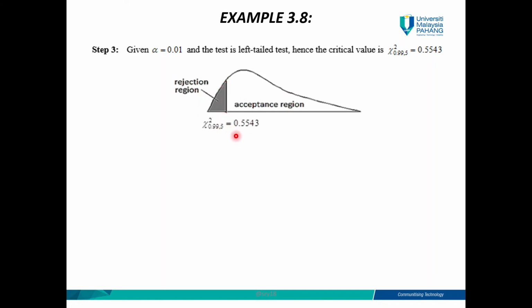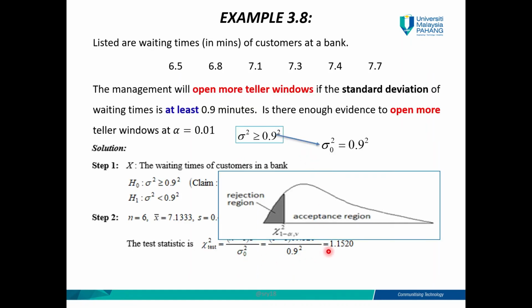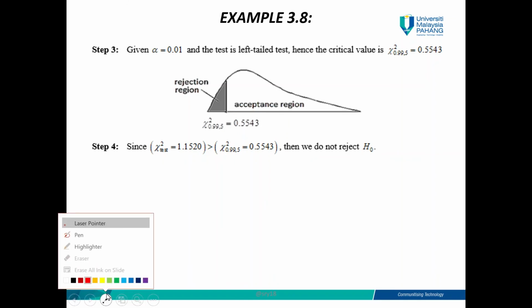So this is the critical value on the left hand side for this left tail test. Critical value 0.5543. Test statistic value is 1.1520. So how is it? 1.15 should be on the right hand side of the critical value, because it is bigger. So your chi-square test statistic falls in the acceptance region. The decision should be we don't reject H null.